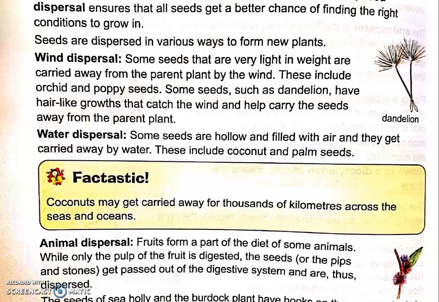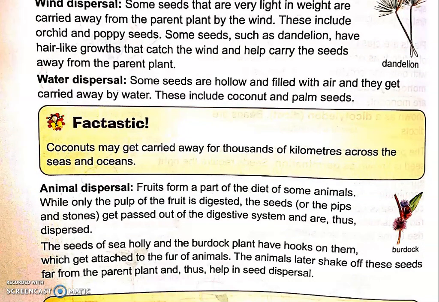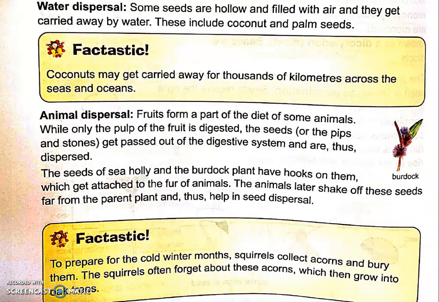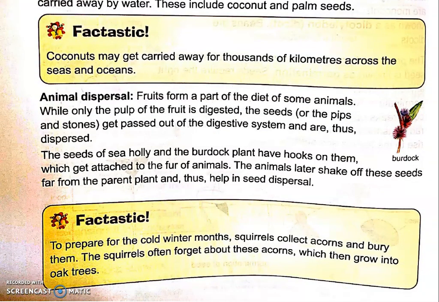Then some seeds are hollow and filled with air and they get carried away by water. Like there are coconut and palm seeds, they grow near the sea or water bodies. So they have hollow seeds and they are carried away by water. Now coconuts may get carried away for thousands of kilometers across the seas and oceans, and they are planted in very different places. Then sometimes dispersal happens with the help of animals.